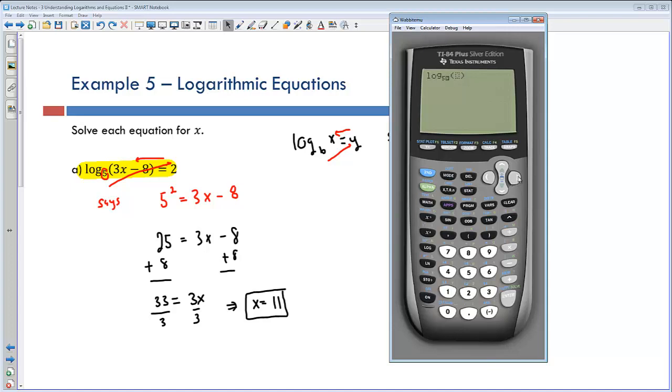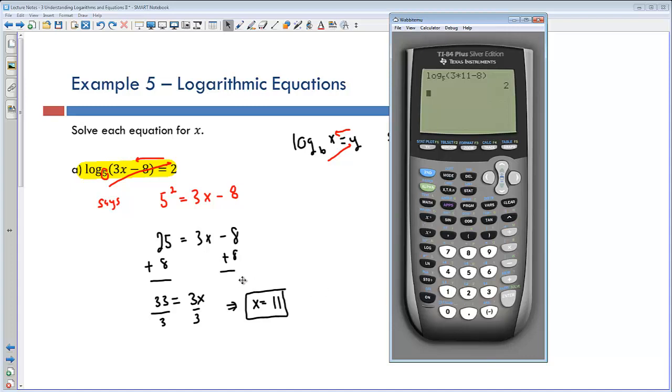So you can put a 5 there, and then over here you can put a 3 times 11, and then a minus 8, and then in parentheses, oh, I guess there's already parentheses on there. So let's just delete that. So 3 times 11 minus 8. If we hit enter, hopefully we get out 2, and we do. So we checked, we know it's right.